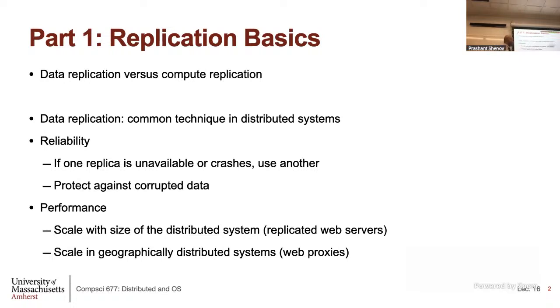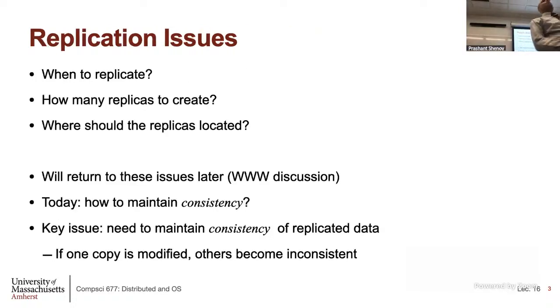Okay. So that's reliability. The other is performance. So when you have multiple copies, you can then take your request workload and split it across machines. That allows you to scale your application up with the size of the distributed system, or you can put these replicas in different locations and then have the request go to the closest replica. That's called geographic replication. Some of this will come back to when we talk about the World Wide Web. Okay, but today what we will do is to actually look at a problem that comes up whenever you have replication, which is that of consistency.